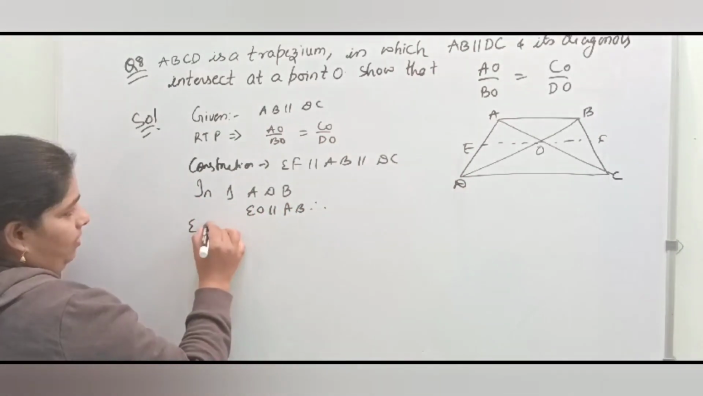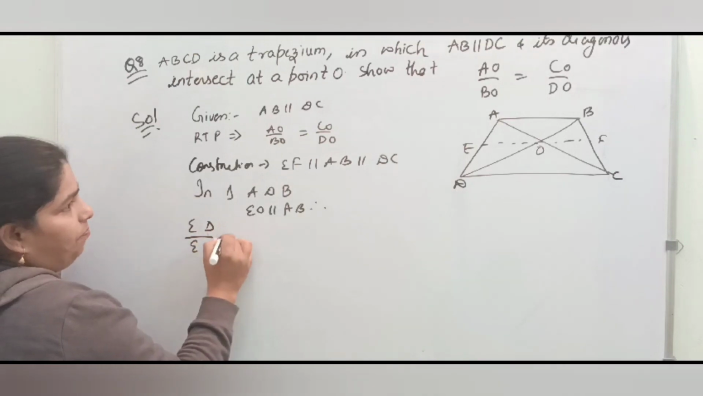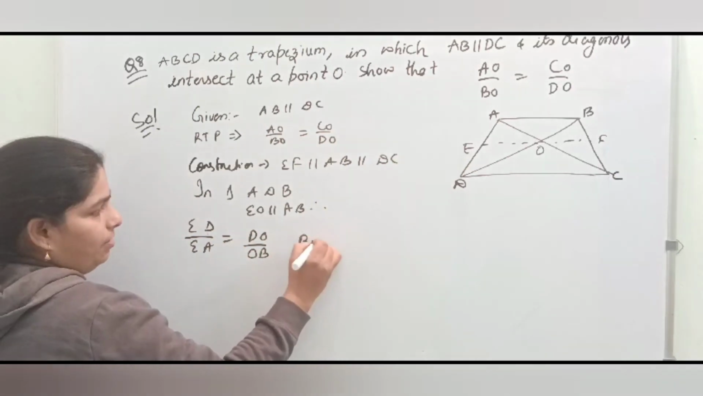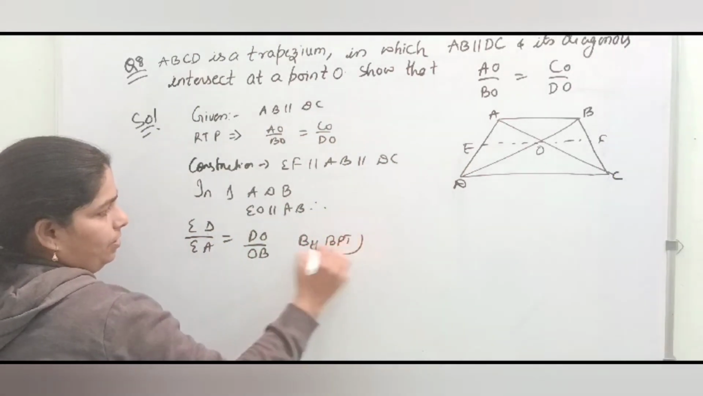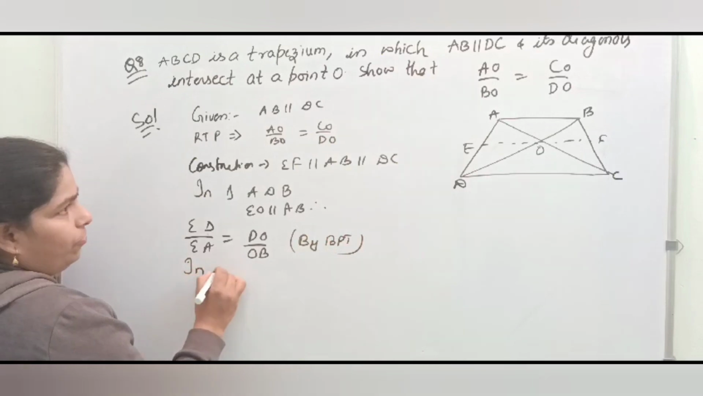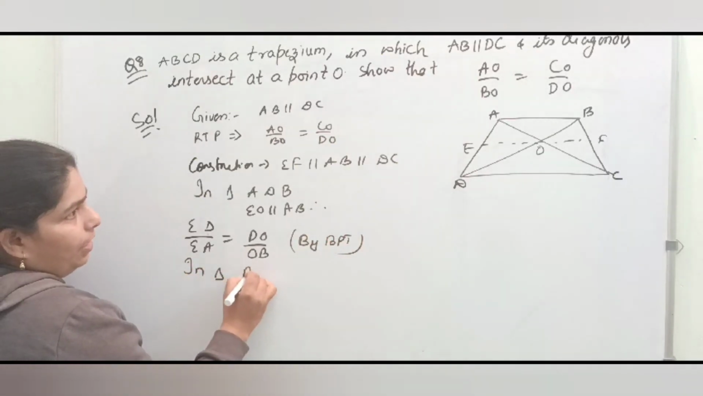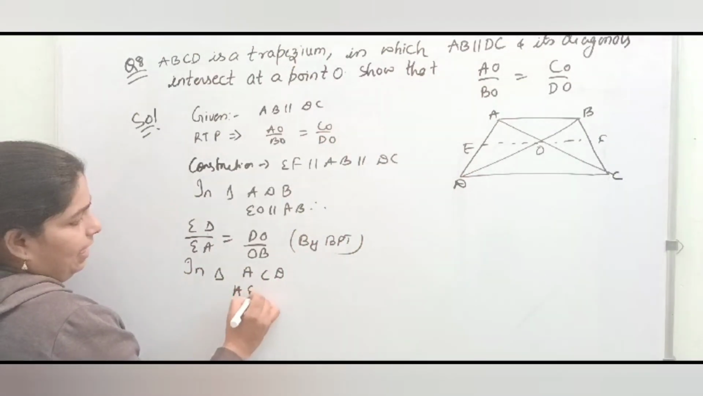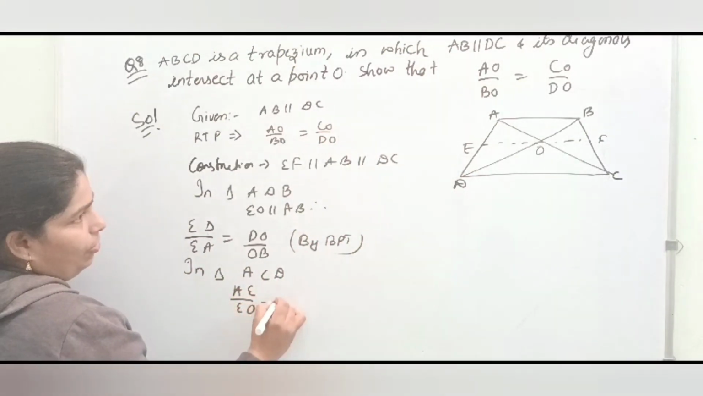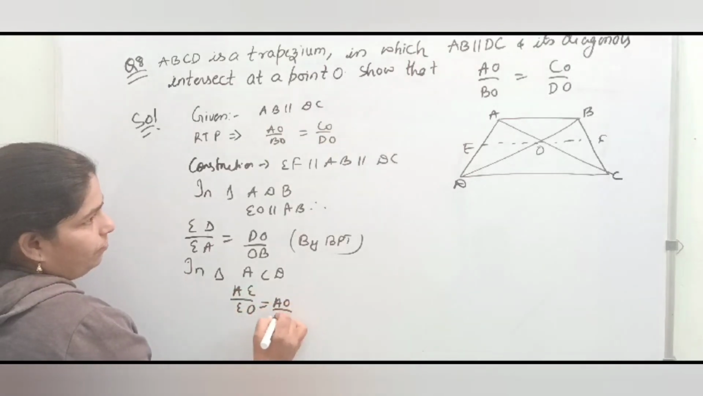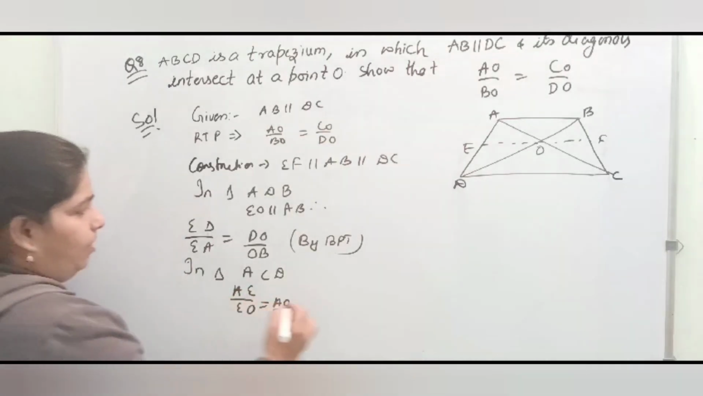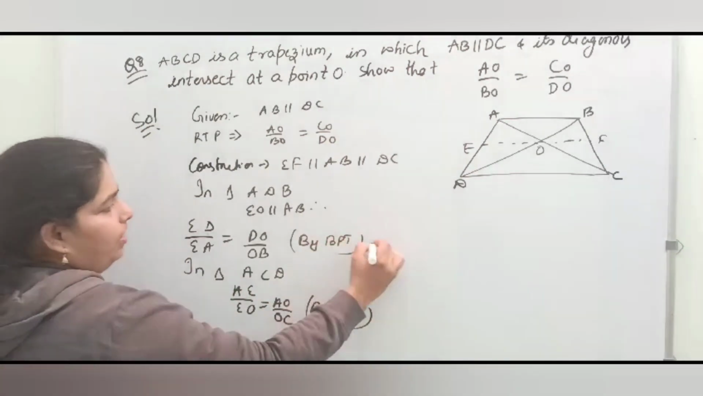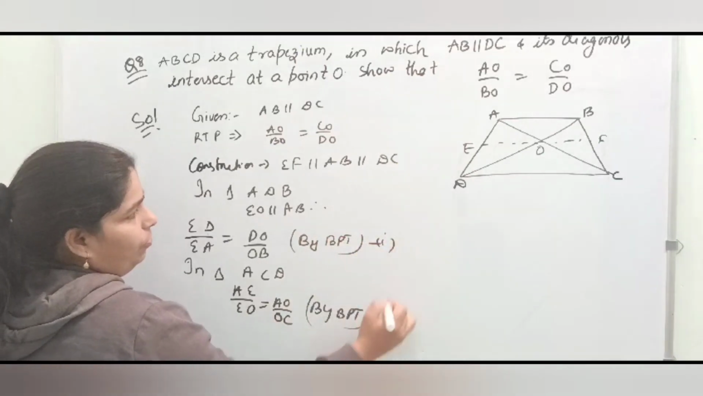therefore ED upon EA is equal to DO by OB, by BPT. Similarly, in triangle ACD, AE by ED is equal to AO by OC, same by BPT. Now, let us call this equation 1 and this equation 2.